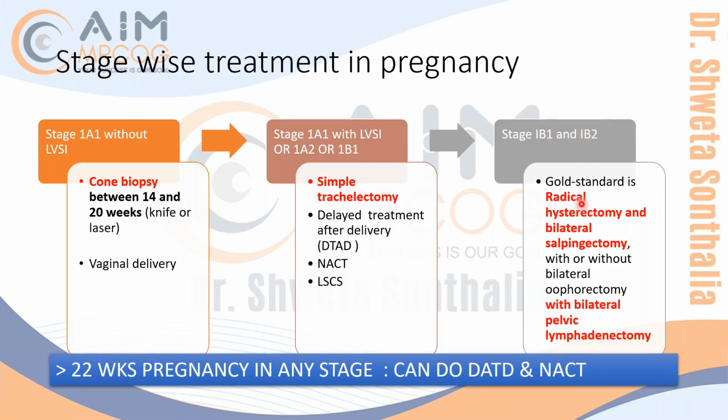If 1B1, 1B2, the ideal treatment is radical hysterectomy and bilateral salpingectomy with or without oophorectomy, with lymphadenectomy. This is the gold standard. But here also, if more than 22 weeks, you can delay your treatment. So this is what you have to remember. More than 22 weeks, you can always delay the treatment and just give the chemotherapy.